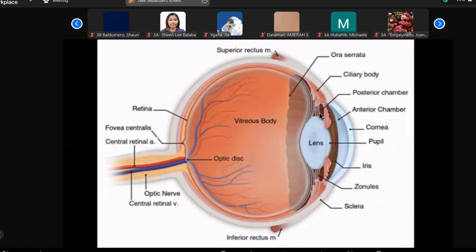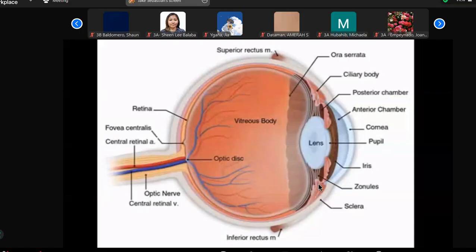So zonules are like puppet strings. The zonules are attached there, and then onto the lens at the equator. So imagine the lens, the edge of the lens is the equator. So this is where the zonules insert.